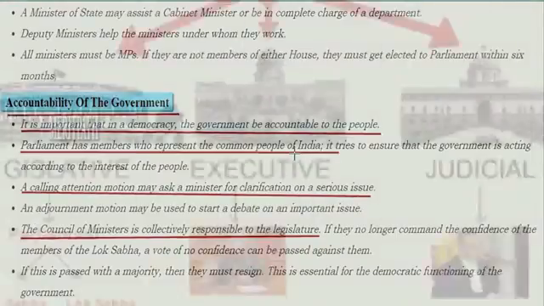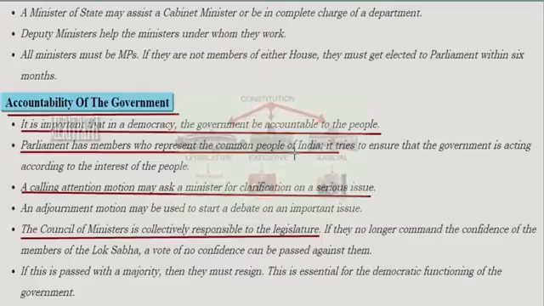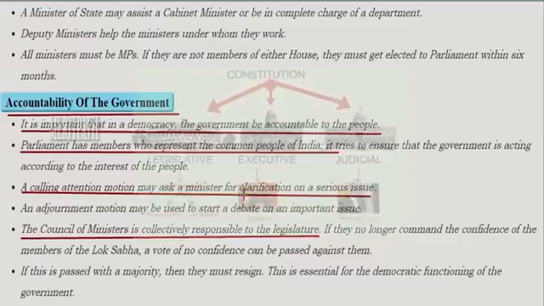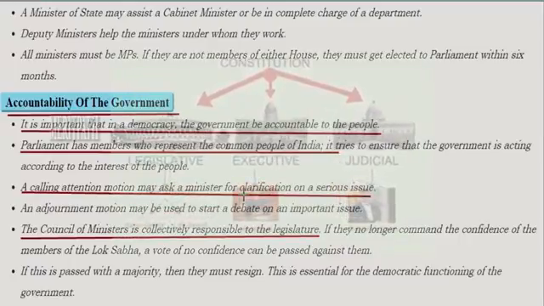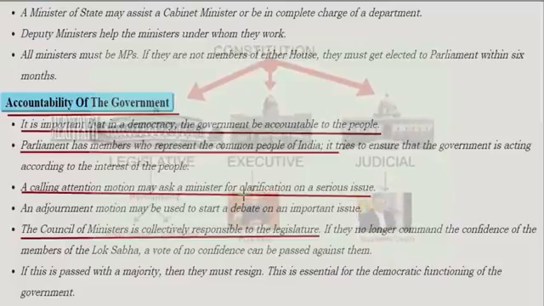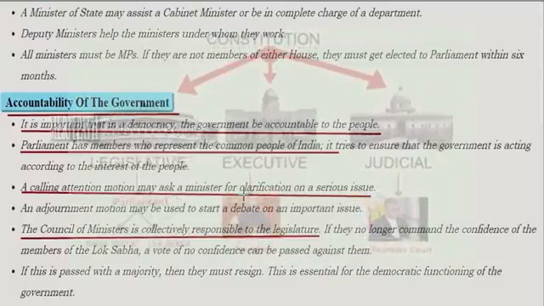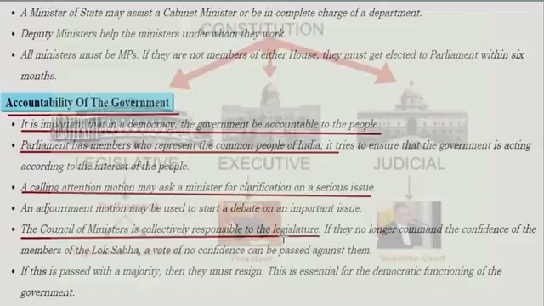Accountability is important. In a democracy, the government must be accountable to the people. Parliament has members who represent the common people of India. It tries to ensure that the government is acting according to the interest of the people. A calling attention motion may ask the Prime Minister for clarification on a serious issue. An adjournment motion may be used to start a debate on an important issue. The Council of Ministers is collectively responsible to the legislature.